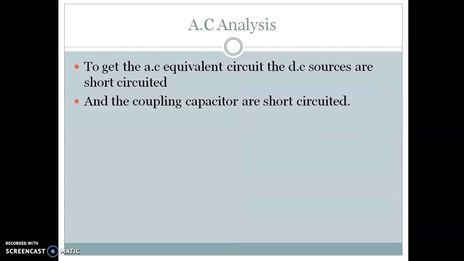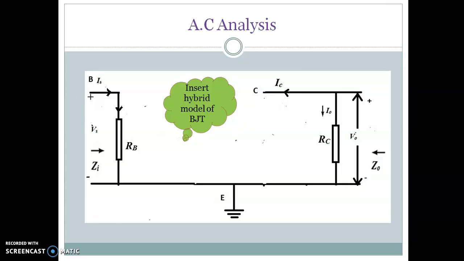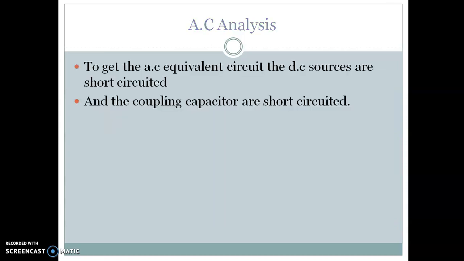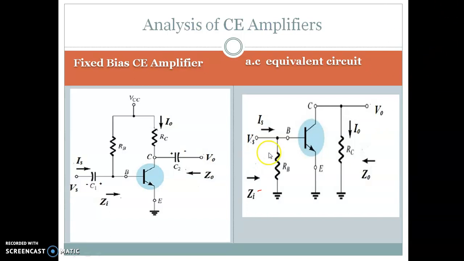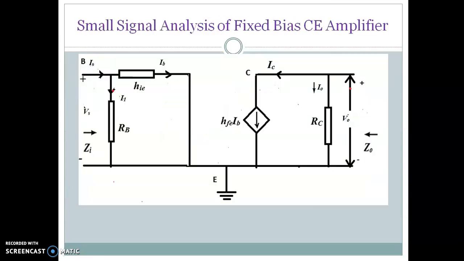So the procedure to draw your AC equivalent circuit is: we have to short circuit your DC source and your coupling capacitors should be short circuited. Next, we have to replace your transistor with the hybrid pi model. You can see here, we've got your VS, you've got an RB, then this transistor is now to be replaced with the hybrid pi model. Now I have replaced your transistor with the hybrid pi model. This is your HIE, HFE IB, and then this is your RC resistor, that is the biasing resistor which you have used.